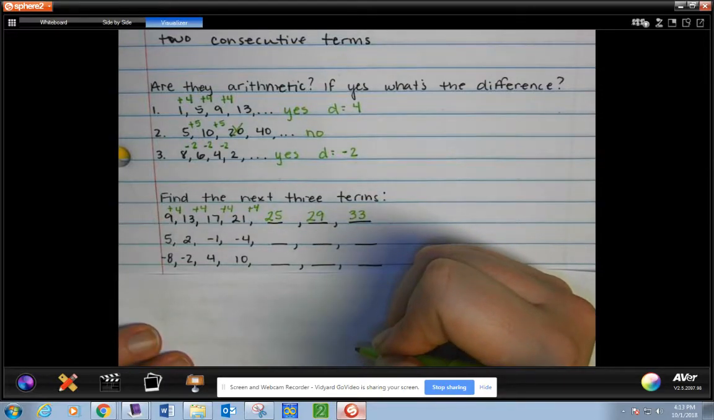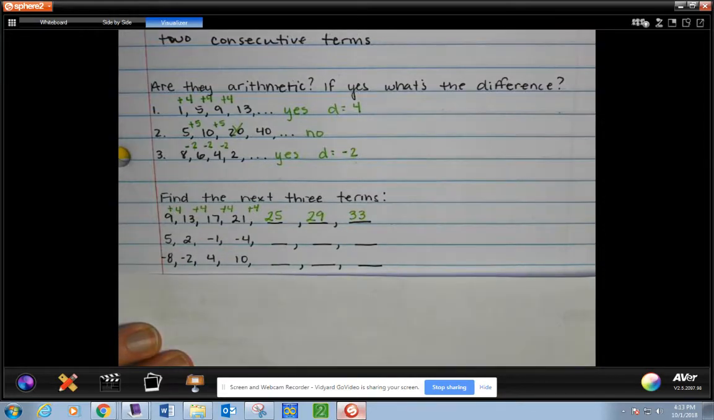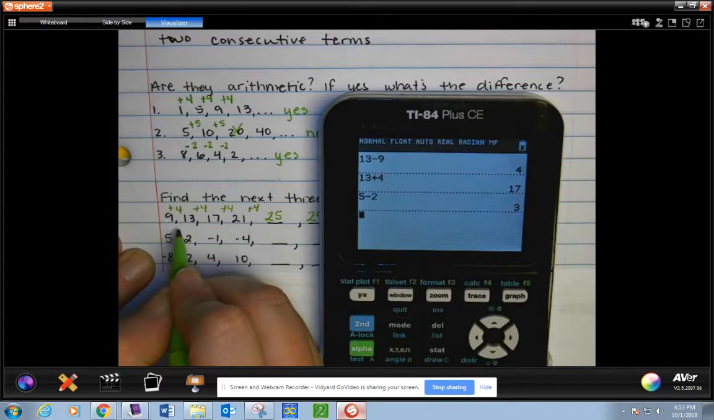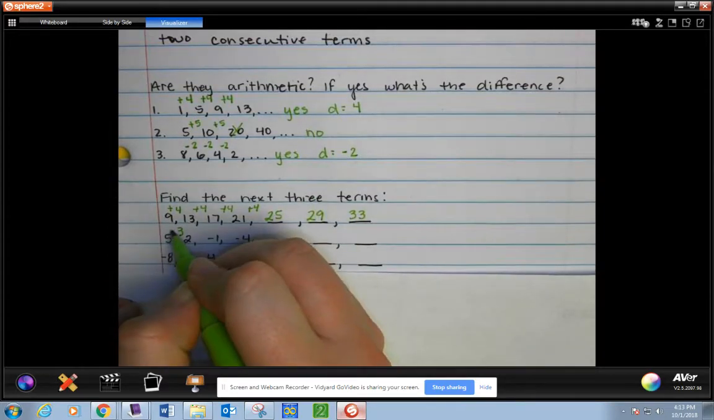Okay. For the next one, 5, 2, negative 1, negative 4. This went from having positives to negatives, so that means it's getting smaller. When it's getting smaller, take your first number and subtract the second number, and that tells you what your difference is. Since they're getting smaller, you need to make sure that you subtract.